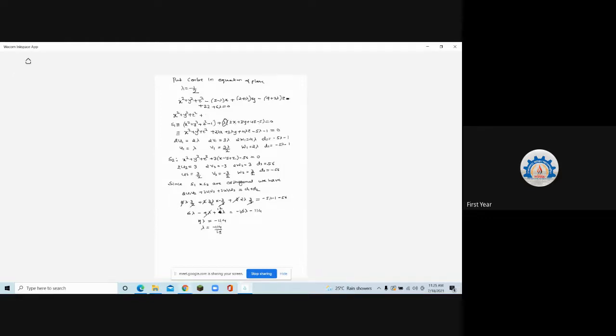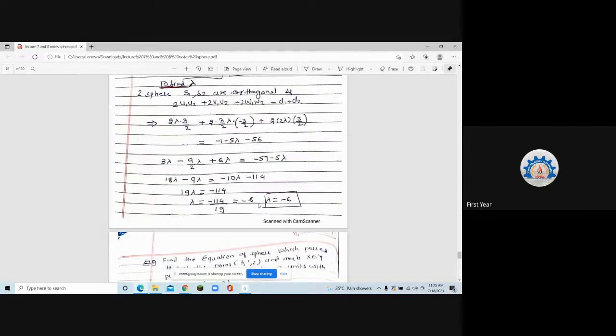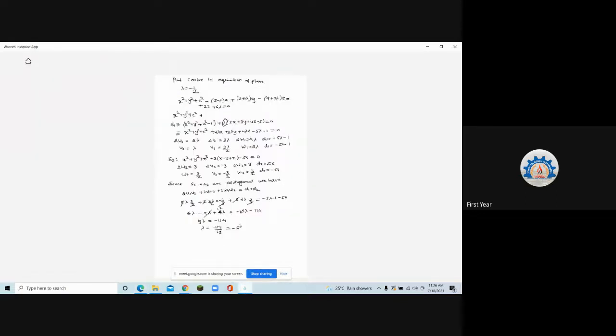That will give me minus 6. Yes, that is minus 6. Okay. And then back substitute this value of lambda in your equation. Which equation are you going to substitute it back? Here, S1. Substitute in this equation 1, that is your answer.